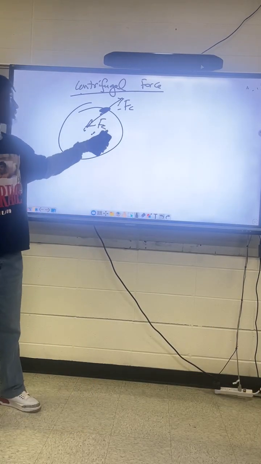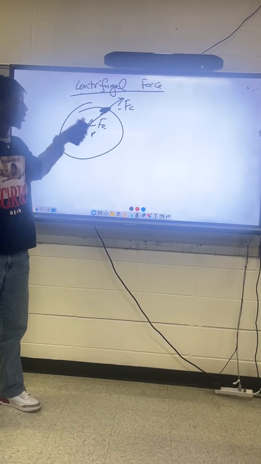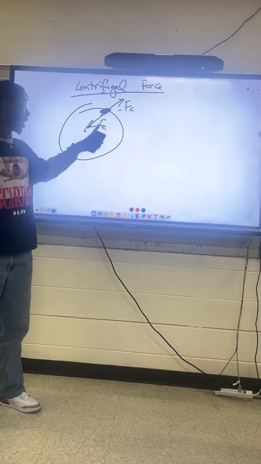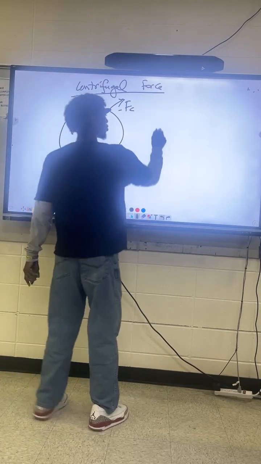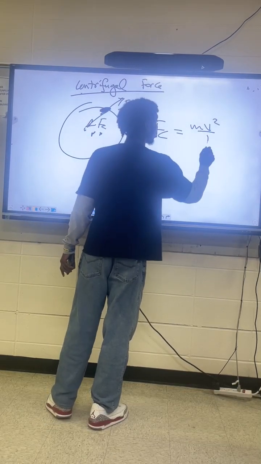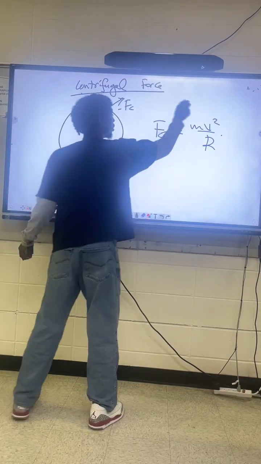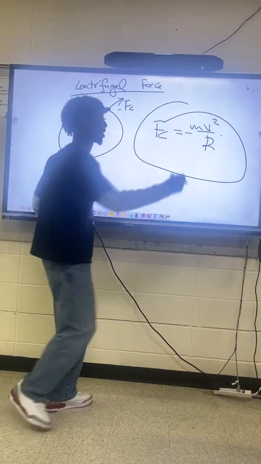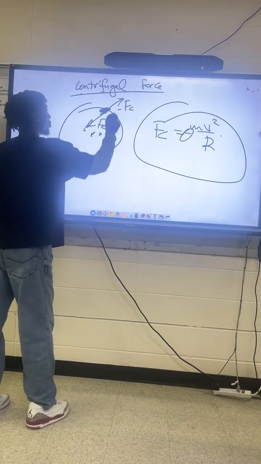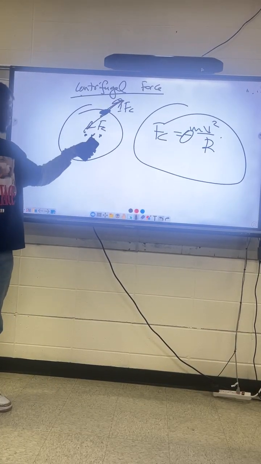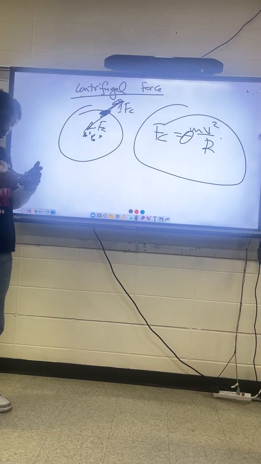Centrifugal force. Centrifugal force is literally the opposite force opposing the centripetal force. So centrifugal force is also equal to mv squared over r, but it has a minus sign because it's the opposite force opposing the centripetal force.